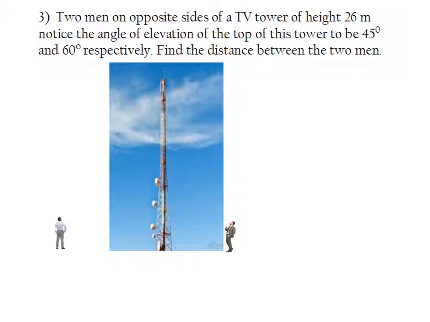Let's try again. Two men on opposite sides of a TV tower of a height 26 meters. We already know the height of the tower is 26 meters. The angle of elevation to the top of the tower is 45 degrees and 60 degrees respectively. These are our two men that are looking up at the tower. That's their angle of elevation looking up.